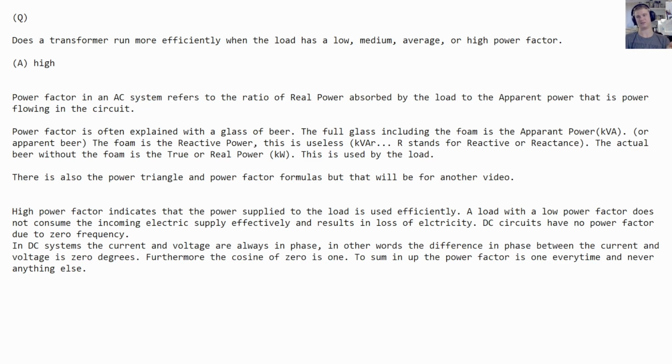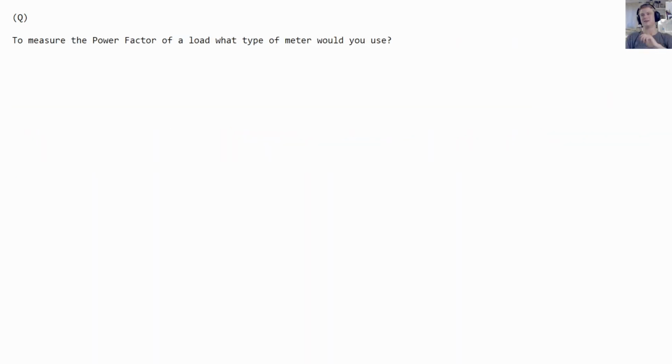In DC systems, the current and voltage are always in phase. In other words, the difference in phase between the current and voltage is 0 degrees. Furthermore, the cosine of 0 is 1. To sum it up, the power factor in a DC circuit is 1 every time and never anything else. Next, to measure the power factor of a load, what type of meter or meters would you use? And this would be an ammeter, voltmeter, and wattmeter.